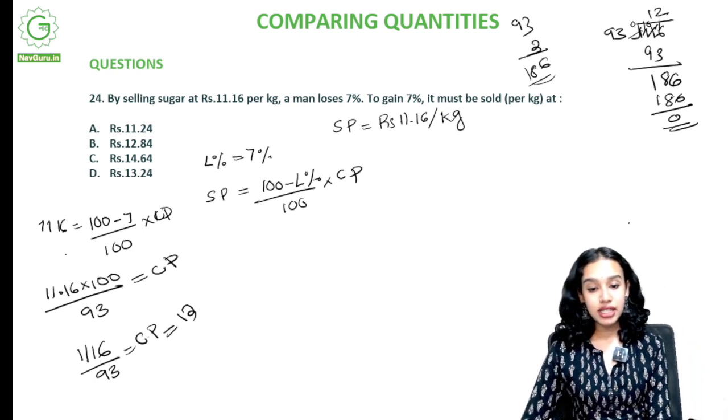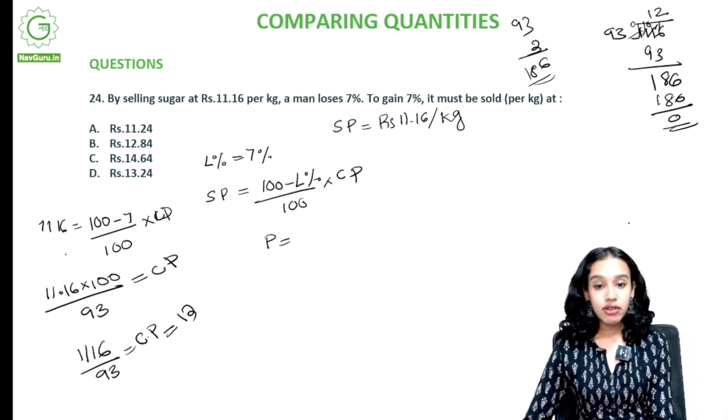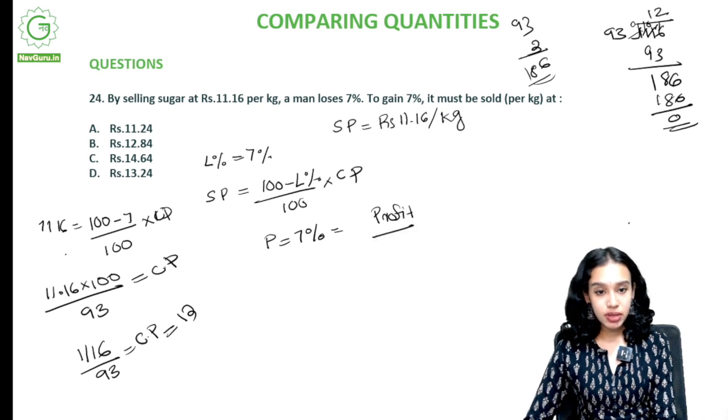Now we have to find the profit percentage. We have to find the profit percentage to be 7%. So what is profit percentage? It's the profit divided by the cost price into 100, right?